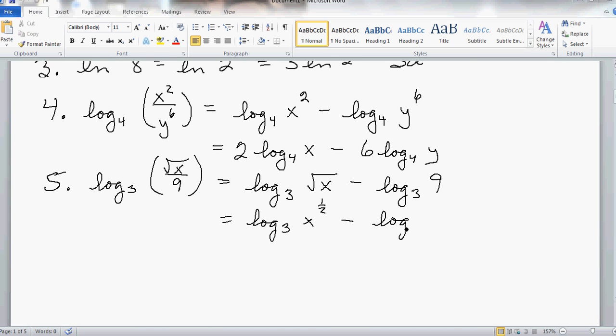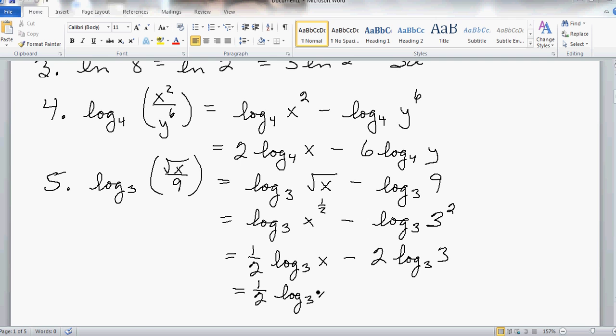Likewise, if I look at this problem, I see 9 is a power of 3, so I can rewrite it in that fashion, 3 squared. Now each one of these I can bring the exponent out front, so I get 1/2 log base 3 of x minus 2 log base 3 of 3. Now this one won't simplify any further because we don't know exactly what x is, so this is going to still remain 1/2 log base 3 of x. But if we look at this one, log base 3 of 3 is 1.